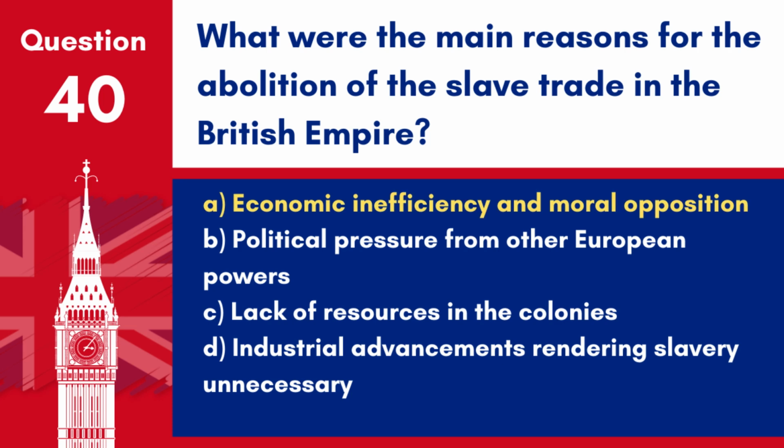Answer. A. Economic inefficiency and moral opposition. The abolition of the slave trade in the British Empire in 1807 was driven by a combination of economic factors and growing moral opposition to slavery, spearheaded by campaigners like William Wilberforce.